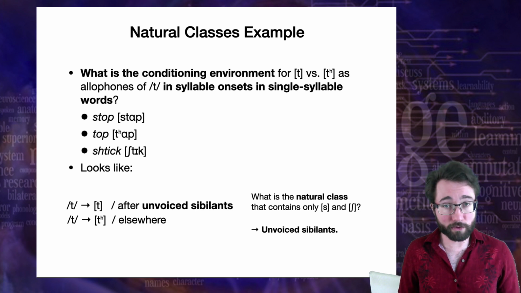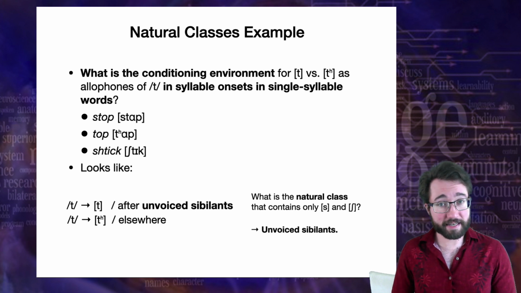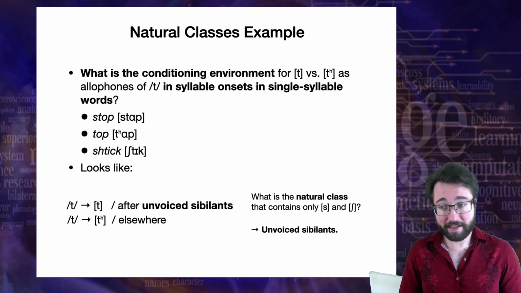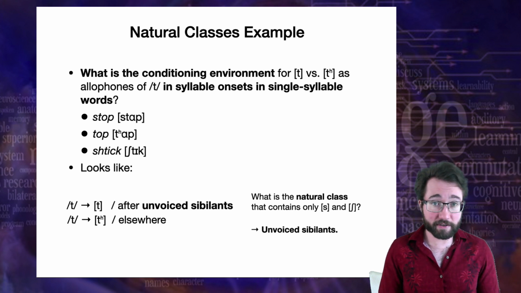So we can write the rule for English like this. We have that the phoneme t is expressed as the sound unaspirated t after voiced sibilants. And the phoneme t is expressed as the sound aspirated t when it appears elsewhere.